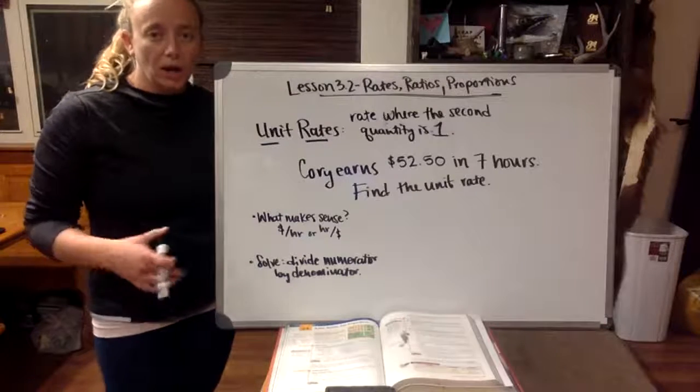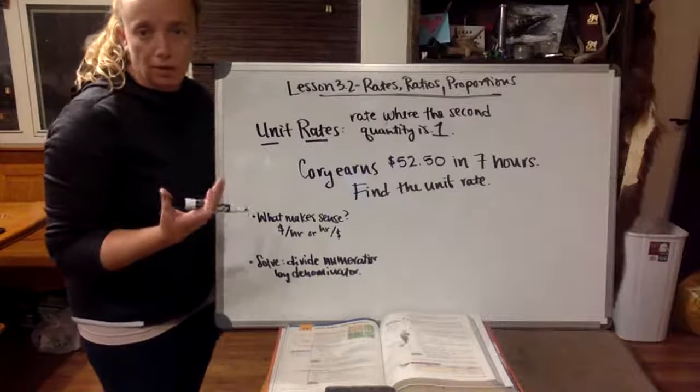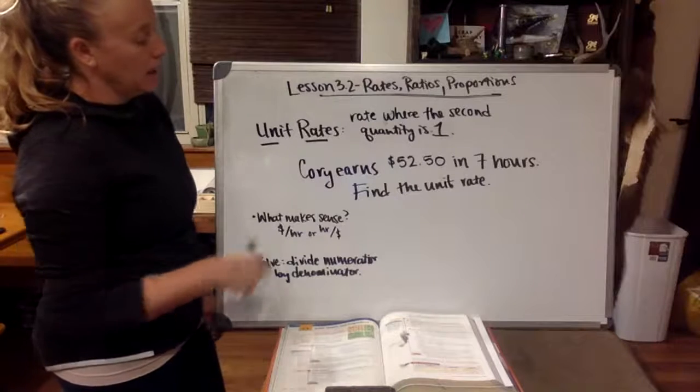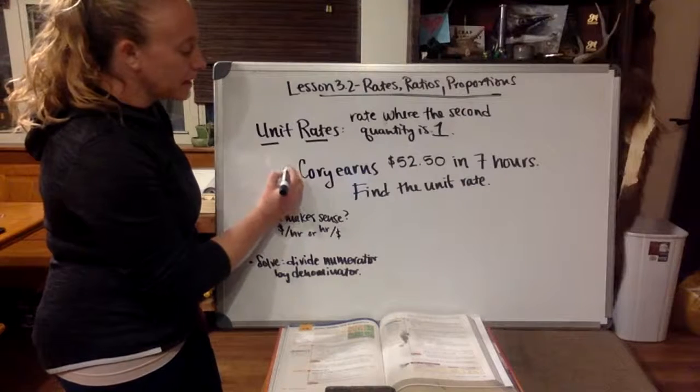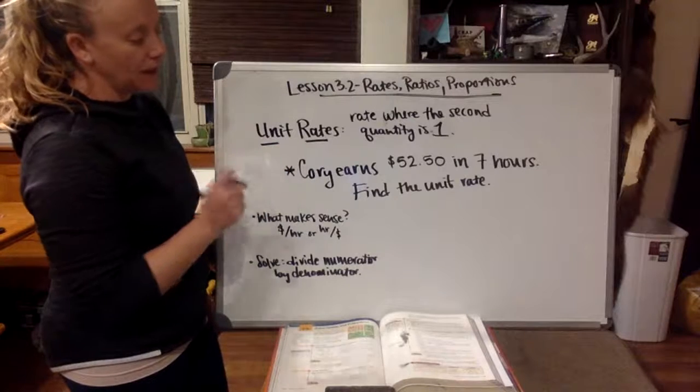So when you get a job, you're going to be looking to make some money and you're going to see if that money is actually worth your time, essentially. So how much are people paying for their time? We have that exact scenario here. Corey earns $52.50 in 7 hours.